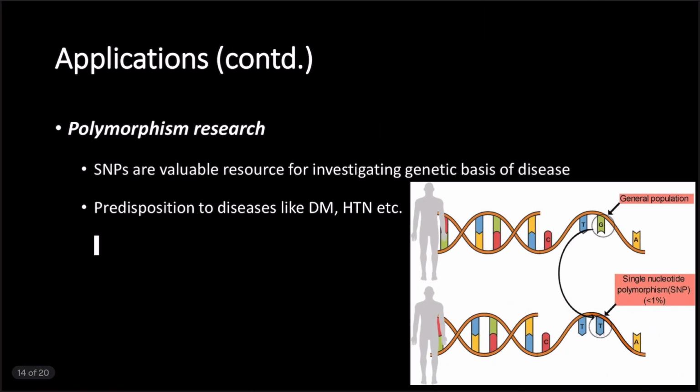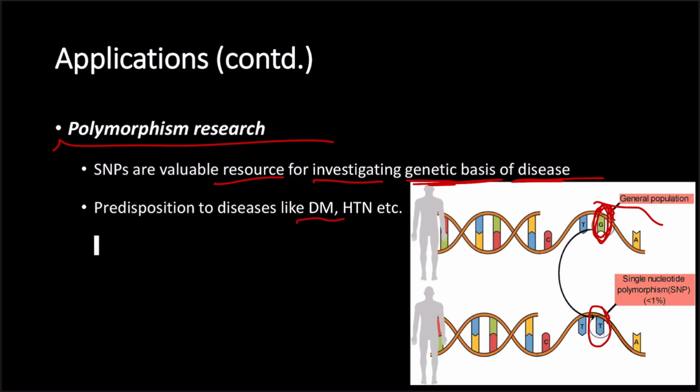Then the next application is polymorphism research. Single nucleotide polymorphisms are a valuable resource for investigating the genetic basis of disease. Here you can see that in the normal population we have this particular nucleotide, but in the case of single nucleotide polymorphism, in some other individuals we get a different nucleotide, a single nucleotide which is different, and as a result this is responsible for predisposing the individual to several diseases like diabetes mellitus and hypertension. So if we find this out earlier, we can take preventive measures. This is also one area where bioinformatics is used because it helps in sequencing the DNA, that is the nucleotide sequence.